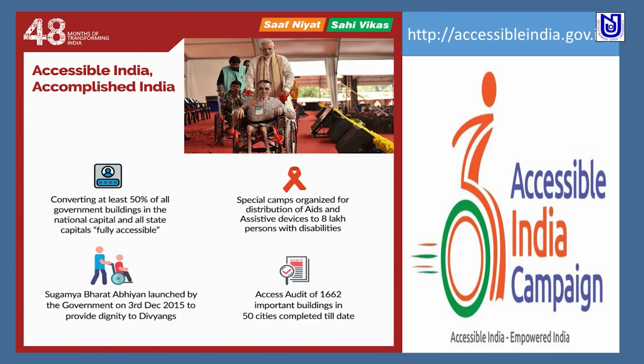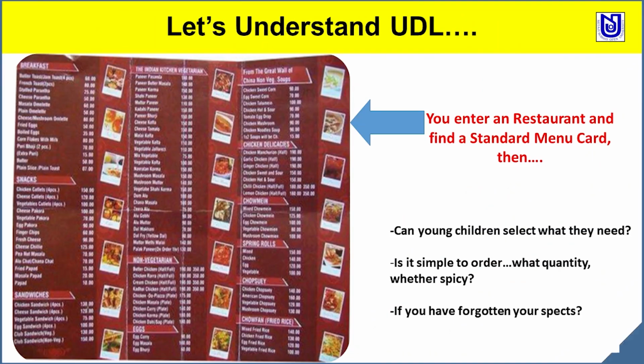within that building. Now, the Department of Empowerment of Persons with Disabilities, Government of India, launched the Accessible India campaign, that is Sugamya Bharat Abhiyan, on 3rd December 2015 to create a barrier-free environment ensuring equal opportunity for people with disabilities. So you can visit www.accessibleindia.gov.in for more details. Now, if you look at the picture here, it's a picture of a menu card, right? So, is it accessible for all?